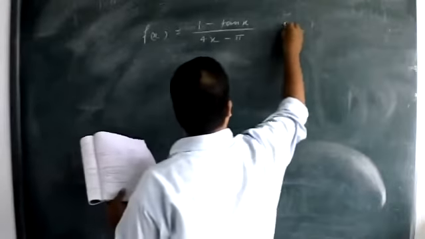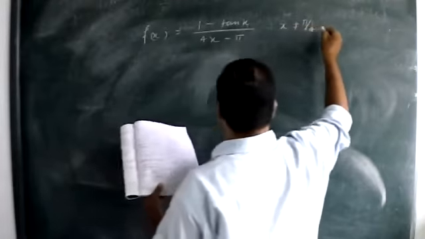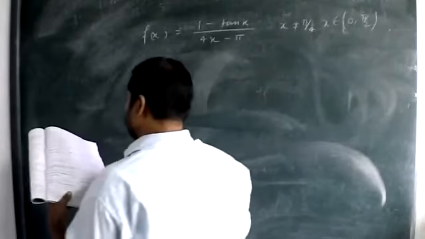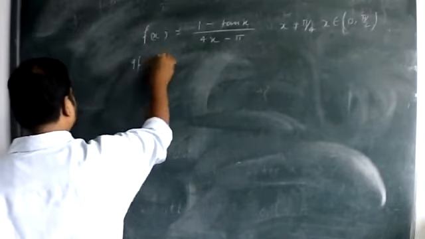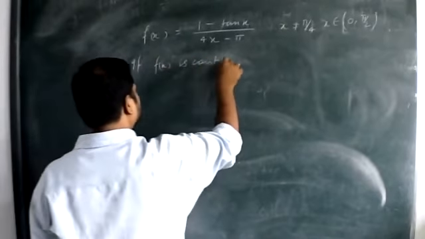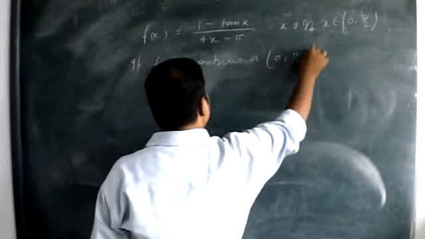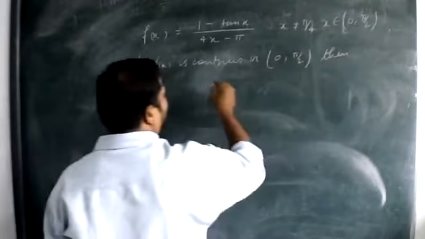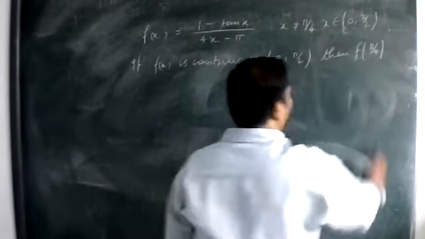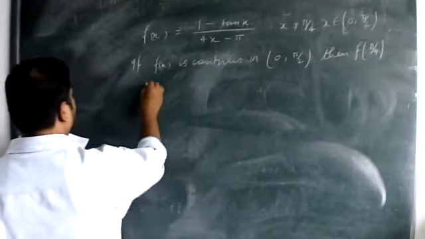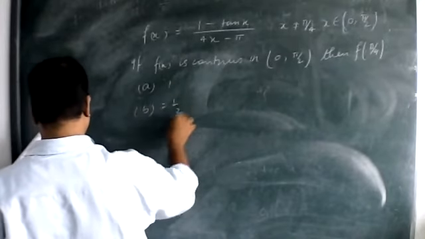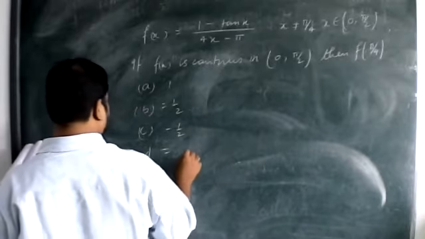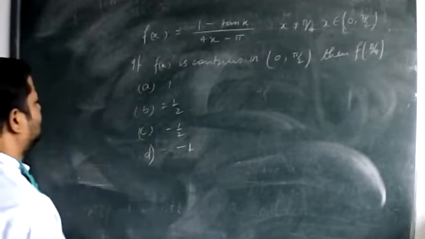Okay. x does not equal pi by 4, and x belongs to the open interval 0 to pi by 2. If f(x) is continuous in the open interval 0 to pi by 2, then f(pi by 4) is equal to. The options are: A, 1 by 2; C, minus 1 by 2; and B, minus 1. Okay, so these are the options.